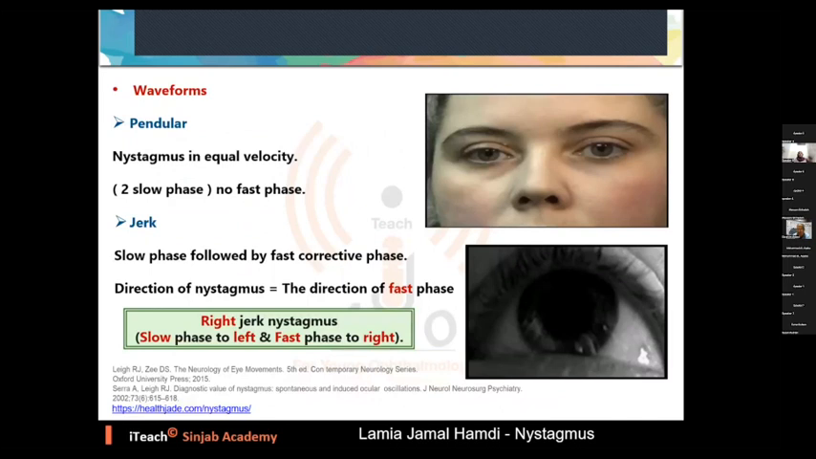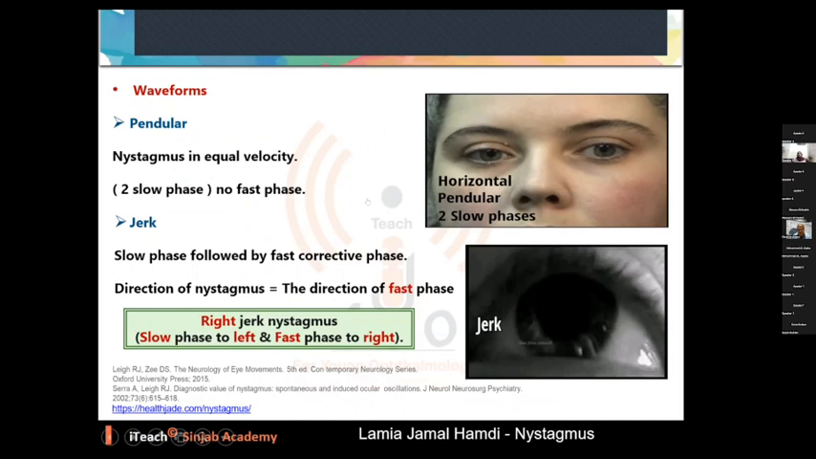There are two types of waveform, either pendular or jerk. As shown in this video, the pendular looks like a pendulum with 2 slow phases and no fast phase, so the refoveating period is between the 2 slow phases. The other type is the jerk, as shown in this video: a slow phase followed by a fast corrective phase. When we describe the direction of the nystagmus, it is according to the direction of the fast phase. So right jerk nystagmus is when the slow phase is to the left, while the fast phase is to the right.